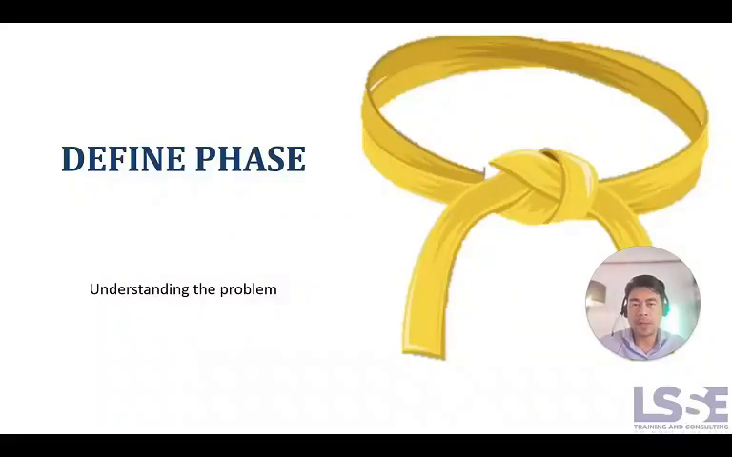We now go to the first phase of the DMAIC, which is the define phase. In the define phase, we try to understand the problem. Our approach in this module is to go through the different tools, but in a sequential manner, in terms of where you would most likely encounter the tool if you were running a Lean Six Sigma project.